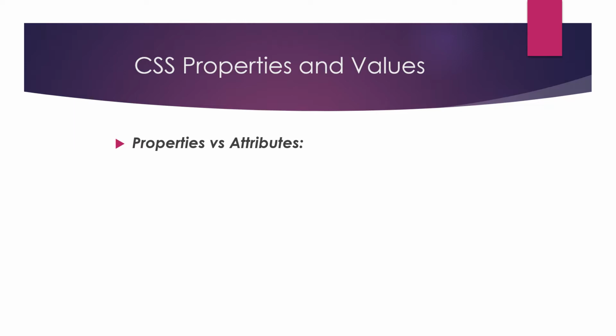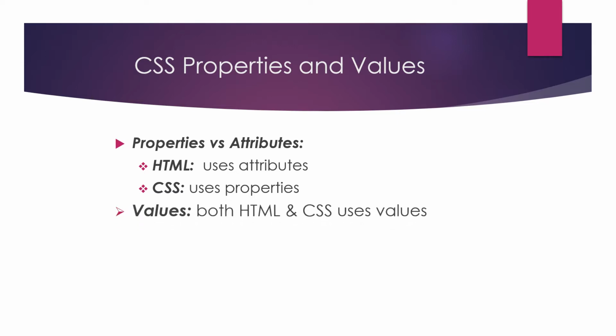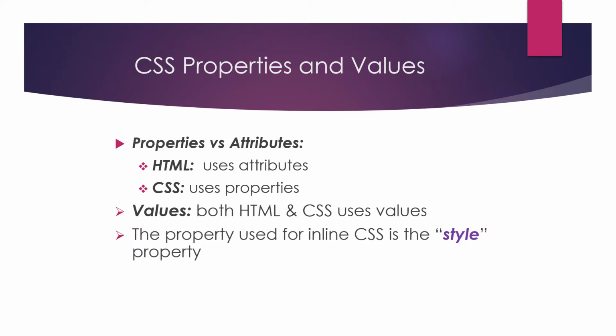In CSS, we do not use attributes. HTML uses attributes, but since we've moved to CSS for styling websites, we no longer use attributes, but we use CSS properties. So, both HTML and CSS still use values. However, HTML uses attributes, CSS uses properties. The property used for inline CSS is the style property.